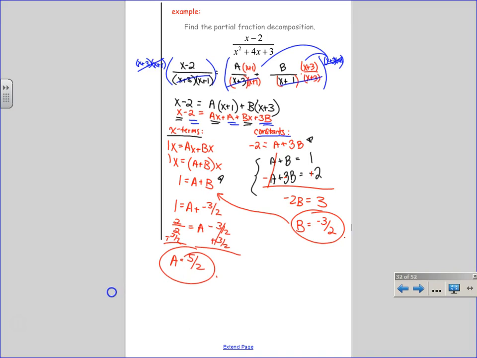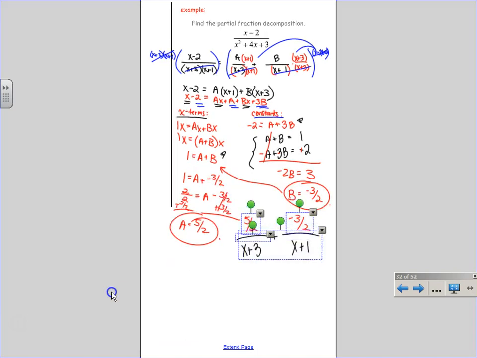Now pause. What was the end game? What's the goal? Getting my partial fractions. Does that make sense? So we're going to come back to the beginning and ask, who's going to go above the x plus 3? Who's going to go above the x plus 1? My A goes up, so take your A and plug in 5/2. And my B needs to go above x plus 1, so negative 3/2. Does this look fully simplified?